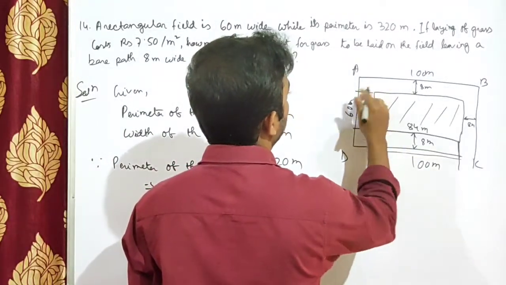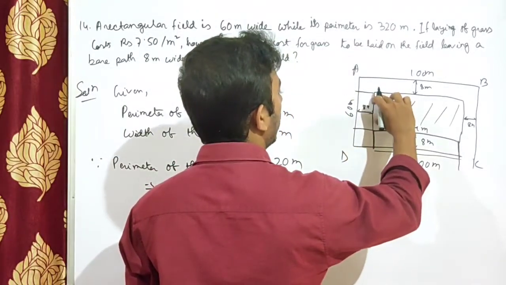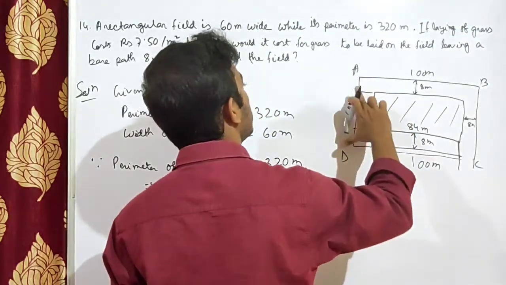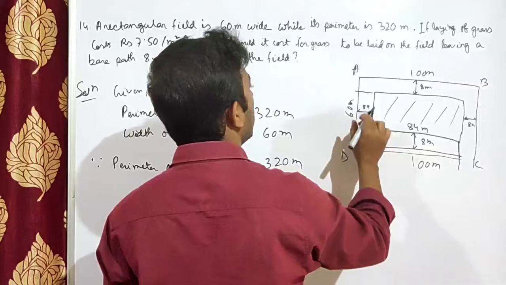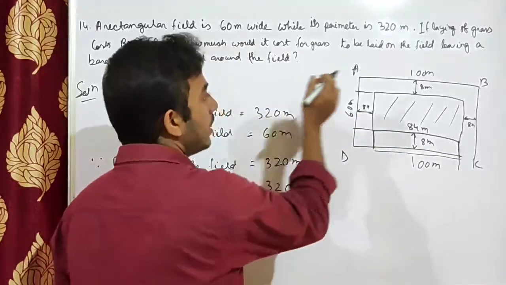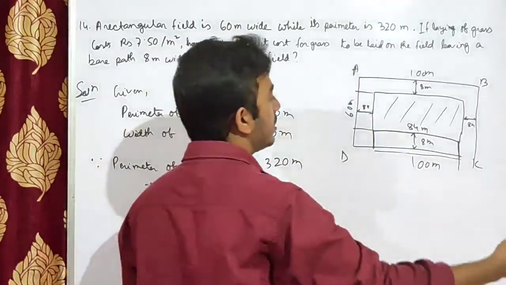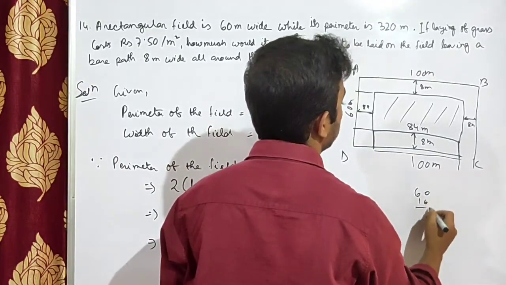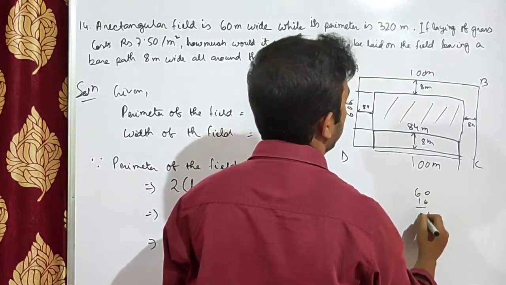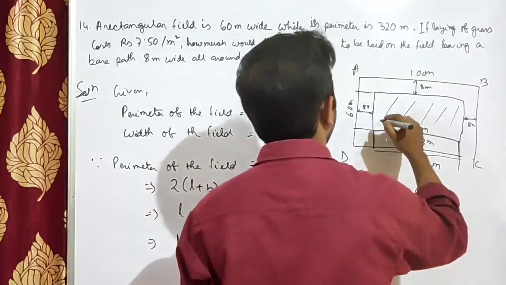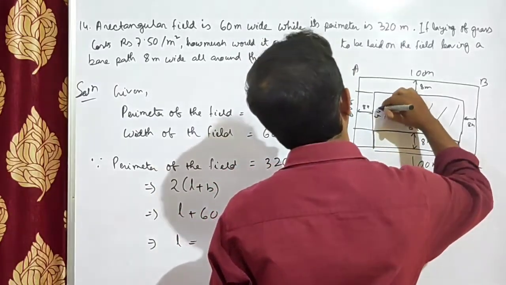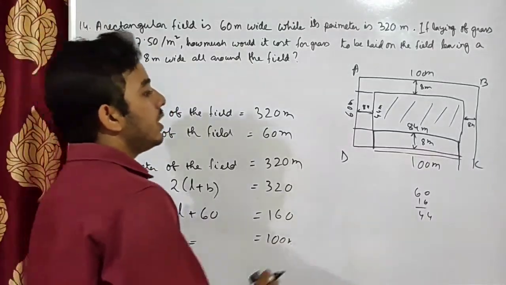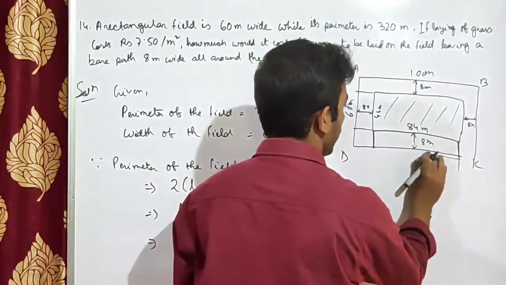Okay, so now for finding its breadth, we will consider this part. This part will be the length of this. These two lengths will be the same. So its total is how much? 60 meter. So 60 minus 16 is how much? This side 8, this side 8, all total is 16. 60 minus 16 is how much? 10 minus 6 is 4. 5 minus 1 is 4. 44. So its breadth is 44 meter. Clear?